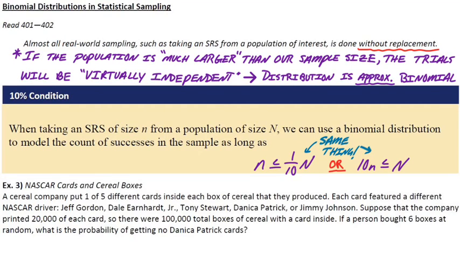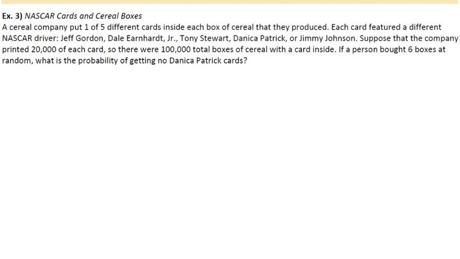Okay, so let's illustrate that the 10% condition actually works with a little NASCAR example here. It says a cereal company put one of 5 different cards inside each box of cereal that they produced. Each card featured a different NASCAR driver: Jeff Gordon, Dale Earnhardt Jr., Tony Stewart, Danica Patrick, or Jimmy Johnson. Suppose that the company printed 20,000 of each card, so there were 100,000 total boxes of cereal with a card inside. There's 20,000 of each card, and there's 5 drivers, so that makes up 100,000 boxes of cereal with a card. If a person bought 6 boxes at random, what's the probability of getting no Danica Patrick cards? That'd be really sad.